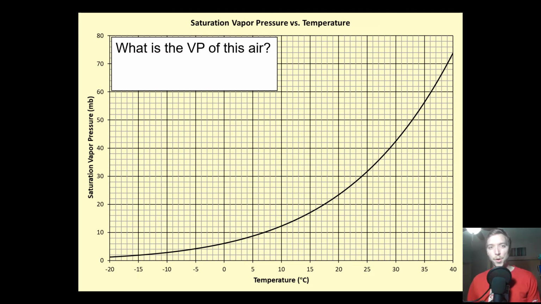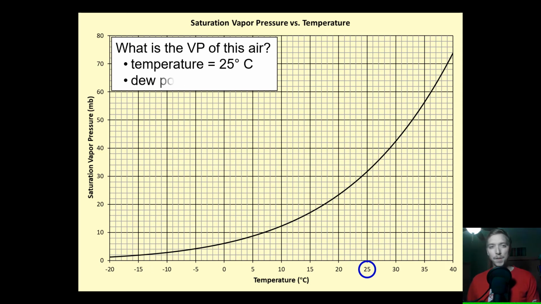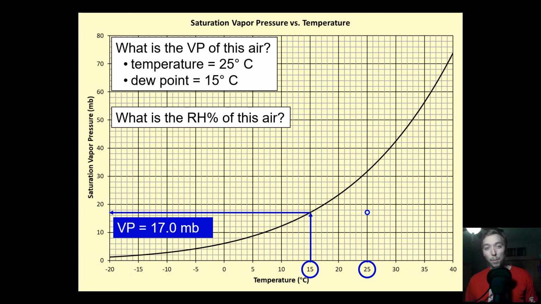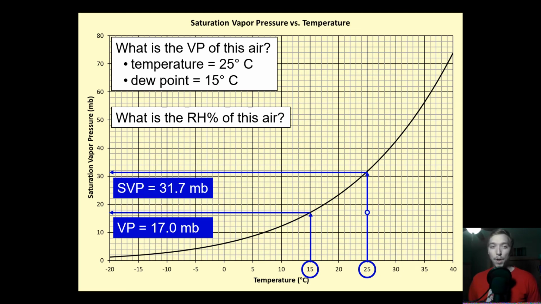All right, so what is the vapor pressure of air where our temperature is 25 degrees Celsius, our dew point is 15 degrees Celsius? Well, simply we're using the dew point that gives us a vapor pressure of 17 millibars. We can see where that is looking at our air temperature. So what's the percentage relative humidity of this air? Well, if we look at our air temperature and we go across, we can see our saturation vapor pressure is 31.7 millibars. If you do the math on that, it gives us 0.536 or 53.6% relative humidity.